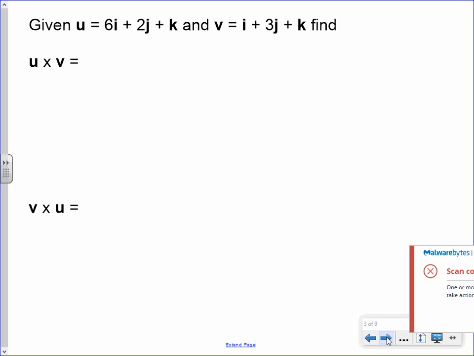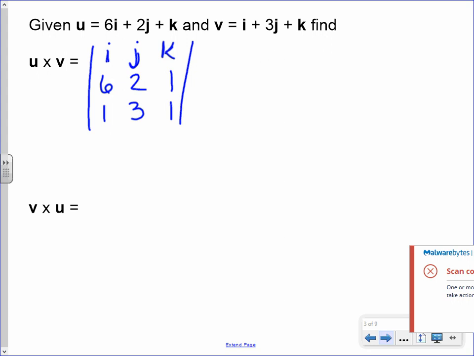Okay, so to set up u cross v, we're going to put i, j, and k in the first row. Since the operation is u cross v, then vector u, 6, 2, 1, goes in the second row, and vector v, 1, 3, 1, goes in the third row. You just put the numbers. Okay, so now, I didn't draw very straight.